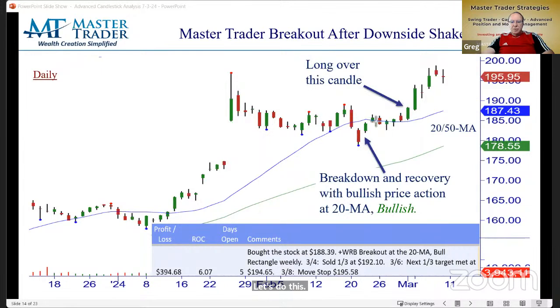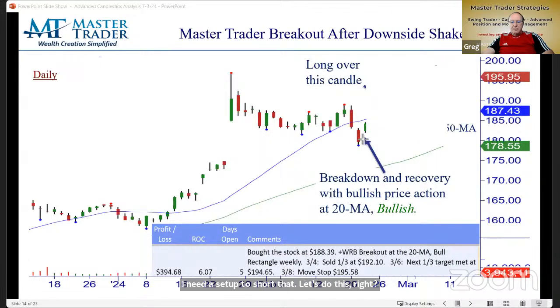I need a setup to short that. Let's do this, right? Kind of wipe that out. What kind of candle would I need that would put the odds in my favor to short that? Could be a lot of different ones, right? What we want is it went up and it came back down again.